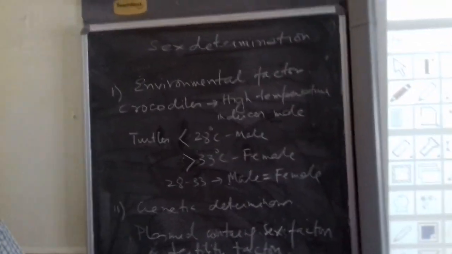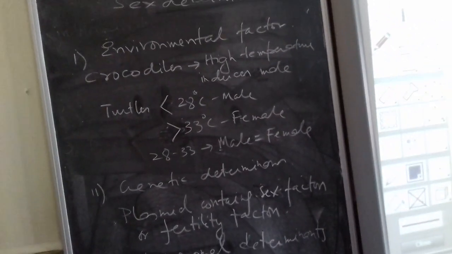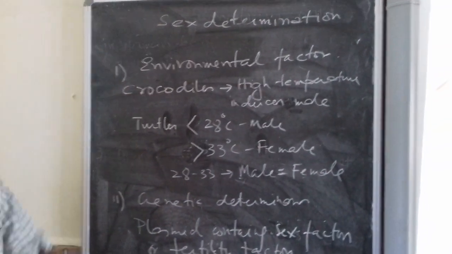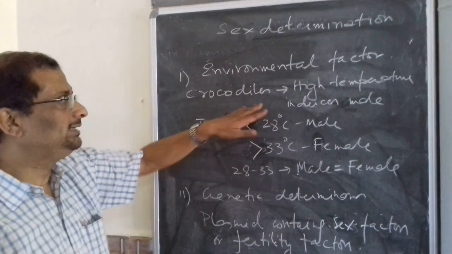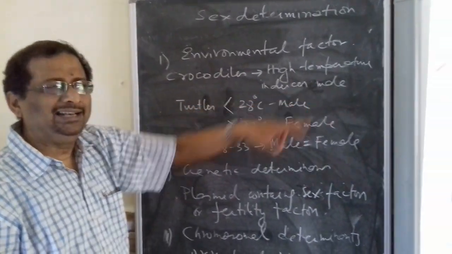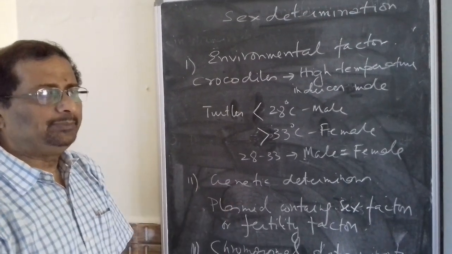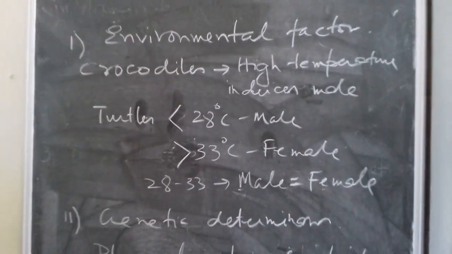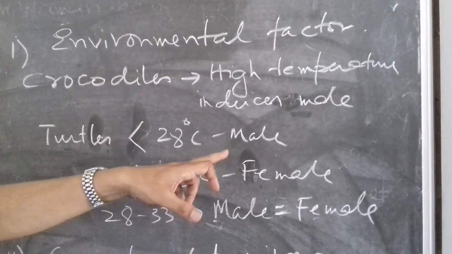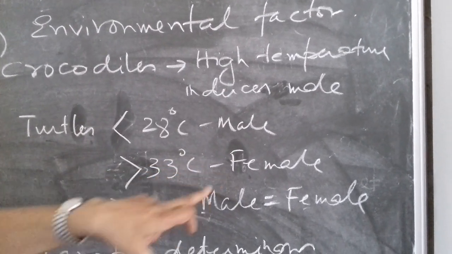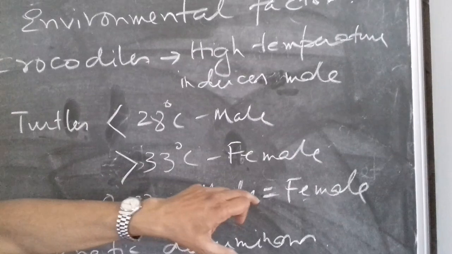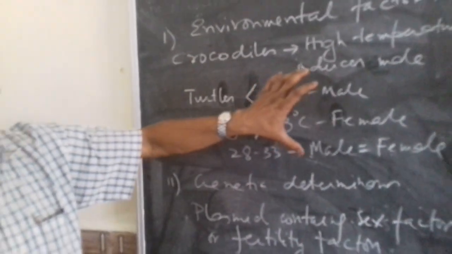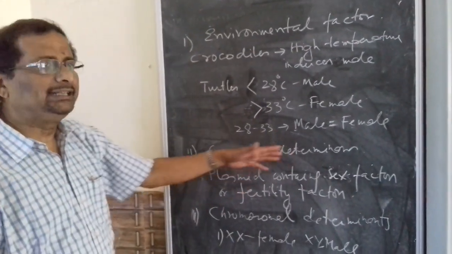Now, as you know, sex is determined in any organism by certain factors. For example, environment is also a factor. Crocodile eggs at high temperature induce maleness. That means if you keep an egg at a high temperature, say 29 degrees centigrade or more, the crocodile eggs hatch into more males. Turtles: 28 degrees centigrade male, 33 degrees centigrade female, 28 to 33 degrees centigrade female. So you can see that environment can play a role in the determination of sex.